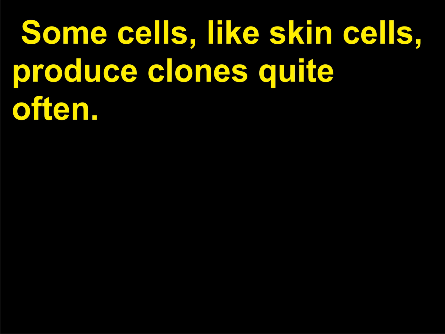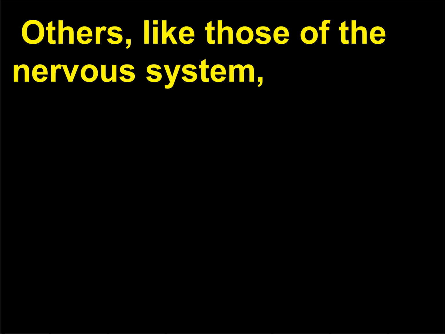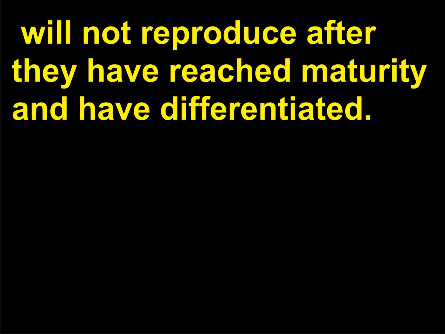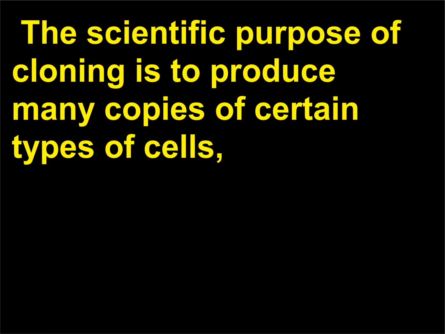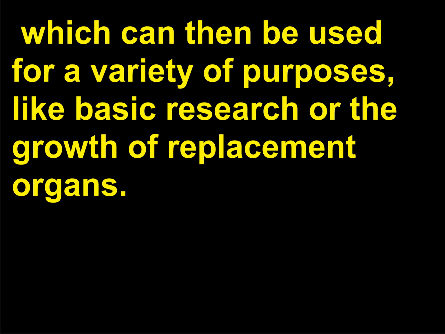Some cells, like skin cells, produce clones quite often. Others, like those of the nervous system, will not reproduce after they have reached maturity and have differentiated. The scientific purpose of cloning is to produce many copies of certain types of cells, which can then be used for a variety of purposes, like basic research or the growth of replacement organs.